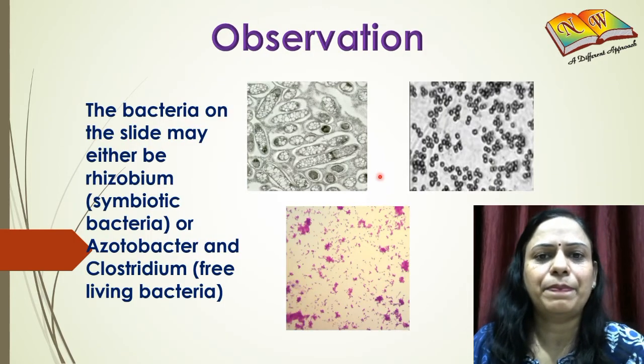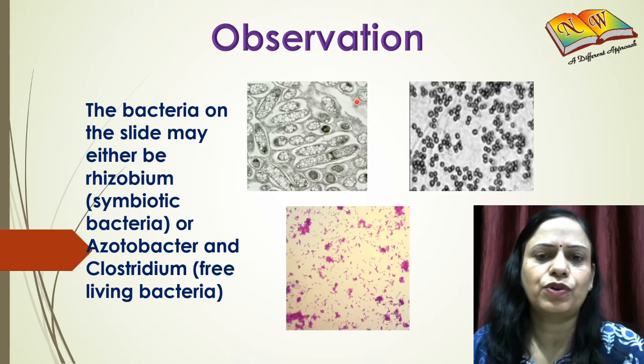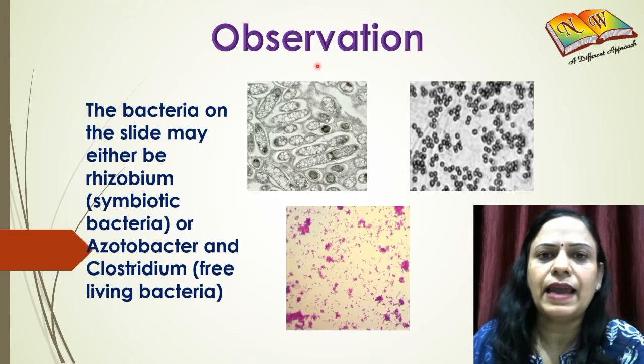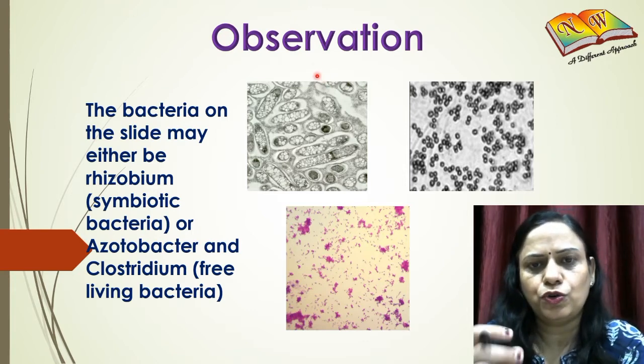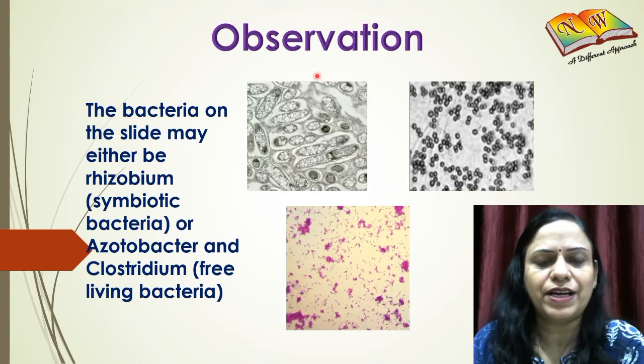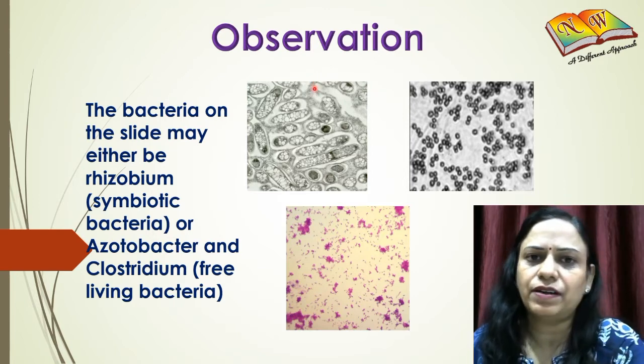Now you can prepare a slide of these root nodules by crushing them in some water, and then using a brush to pick up that smear from the petri dish and place it on a slide, cover it with a cover slip, and then observe it under a microscope.